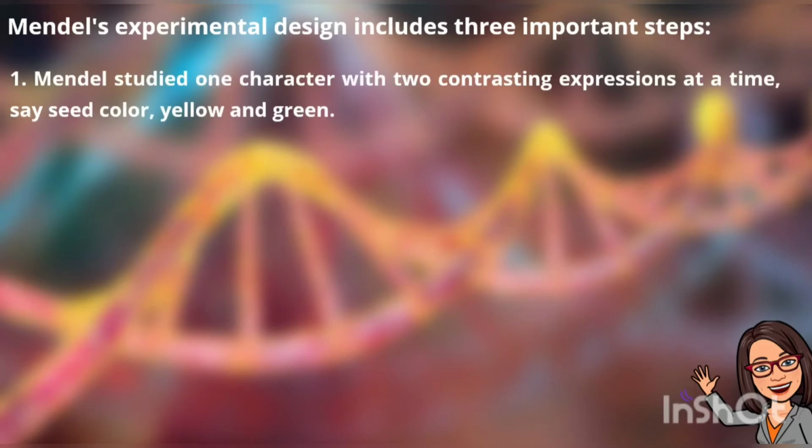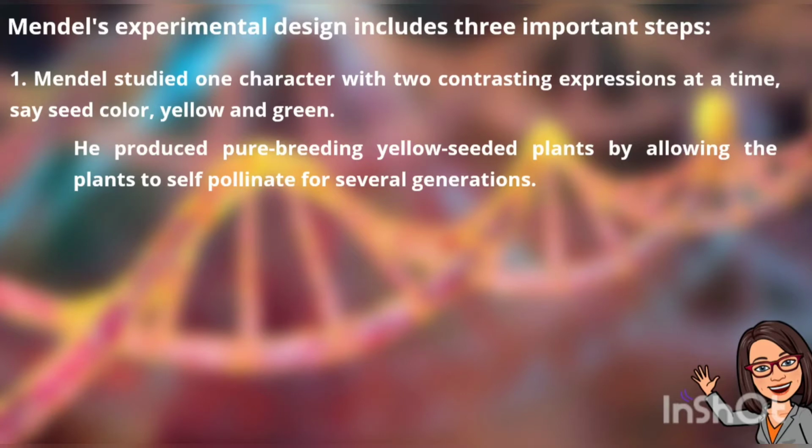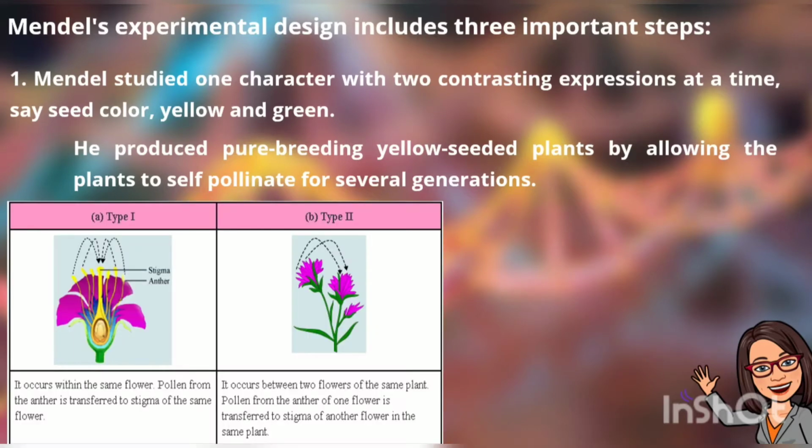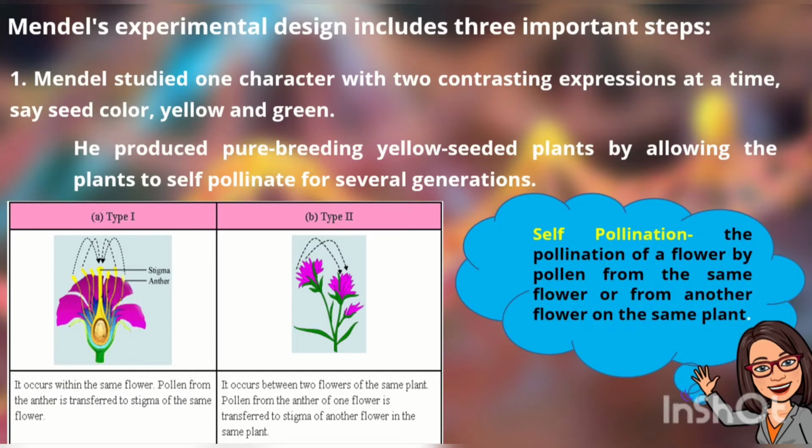Number 1, Mendel studied one character with two contrasting expressions at a time, say, seed color, yellow and green. He produced pure breeding yellow-seeded plants by allowing the plants to self-pollinate for several generations. This ensured that all the pea plants that he cultivated for the experiment produced only yellow seeds from generation to generation. He followed the same procedure to produce pure breeding green-seeded plants. So when we say self-pollination, it is the pollination of a flower by pollen from the same flower or from another flower on the same plant.